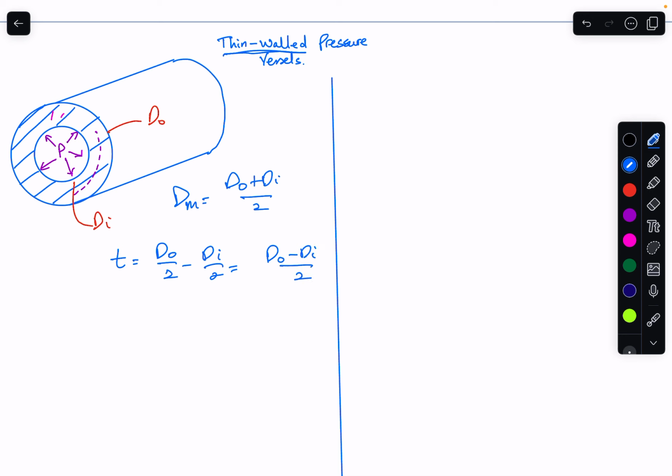Now, we talk about thin wall, and how do we know what is a thin wall and a thick wall pressure vessel? One way we do that is we say that the ratio of your mean diameter to your thickness should be greater than 20. If this holds true, then we could say we have a thin wall pressure vessel, and the calculation that we're going to do could be valid.